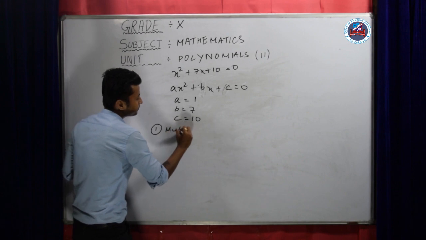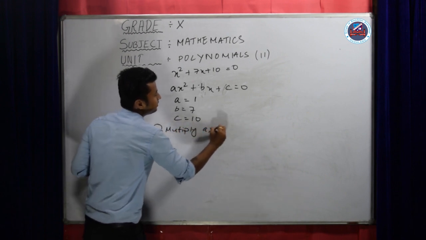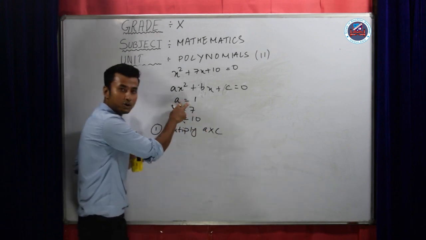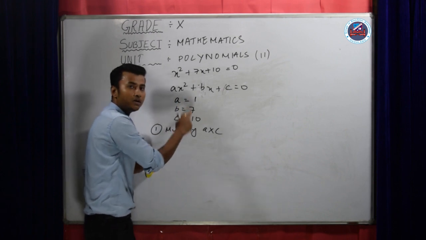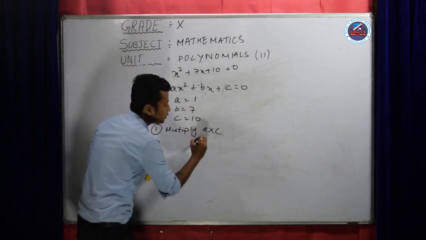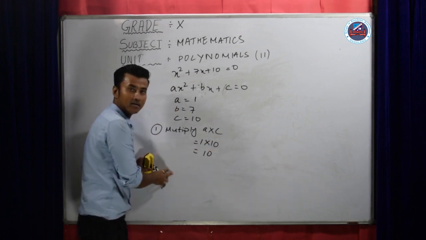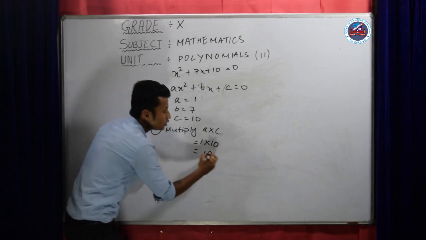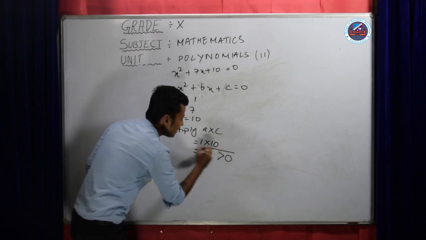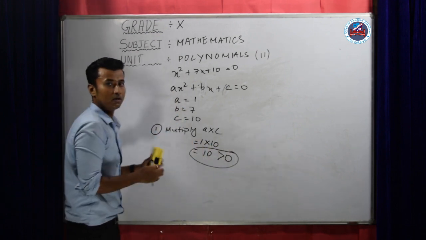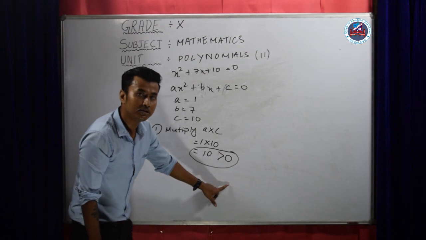Multiply a and c. Whatever a value you got, whatever c value you got, you multiply both of them. So what is 1 into 10? 1 into 10 is 10. Done guys? So 10 is greater than 0. Remember this. This is going to help you a lot. 10 is greater than 0.